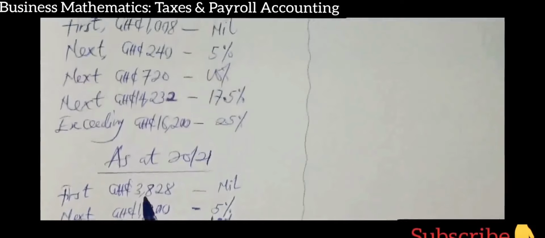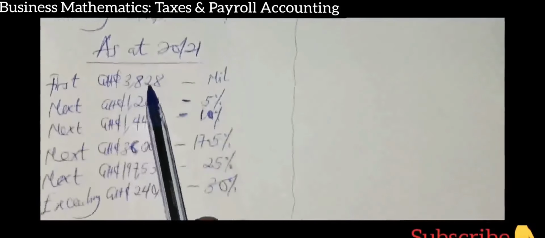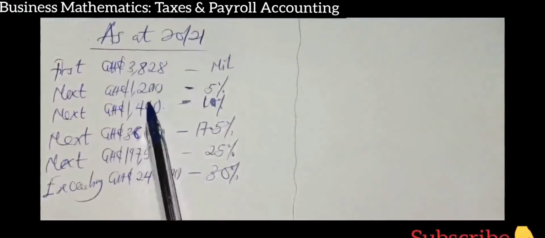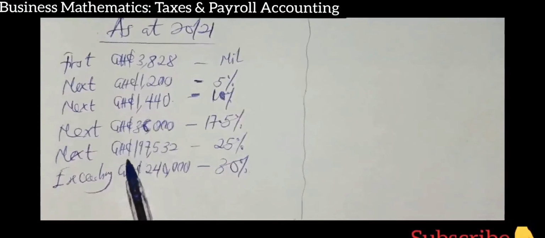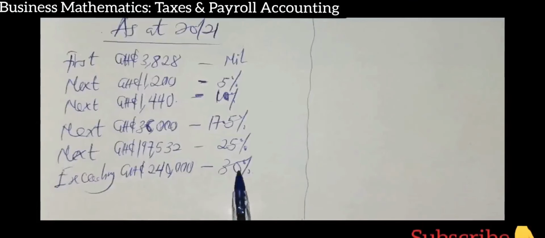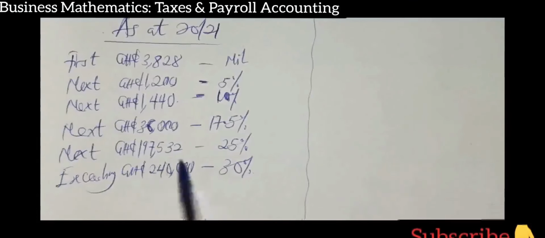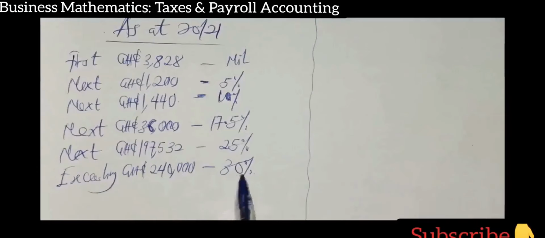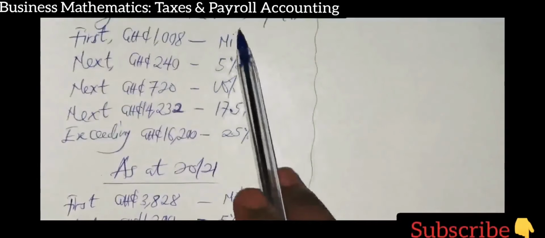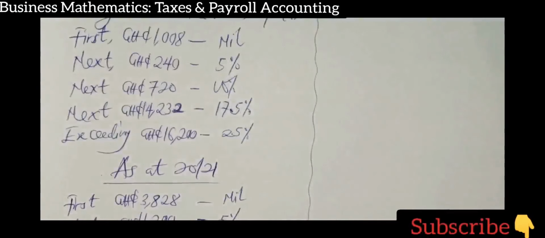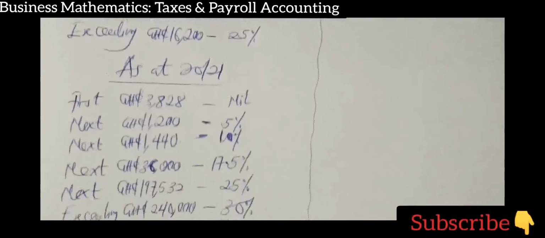When you check, the next level was 240 for 2010. By 2021, it is 1,200. Then it progresses like that. Then we will have 1,440. Then 36,000. Then 197,532. Then 240,000, you pay 30% on anything exceeding it. If you have any income exceeding this amount, then you pay 30% on that. So you clearly see that with the two, they all maintain their percentages. It doesn't change, just that the chargeable incomes were changing. I think the 30% here is the new introduction.